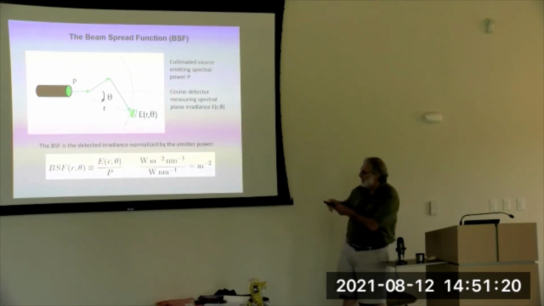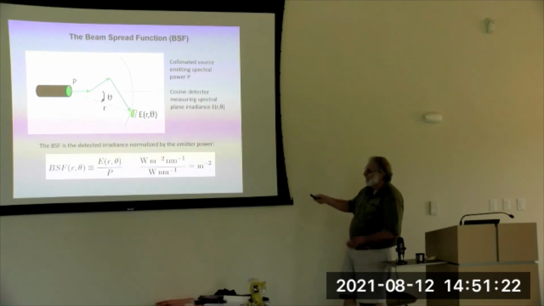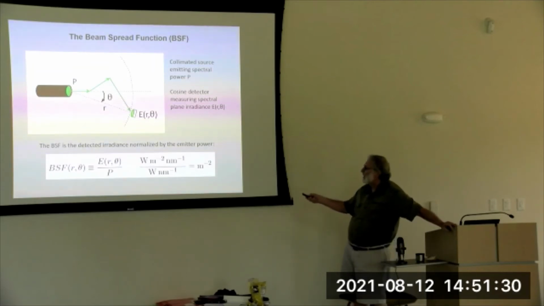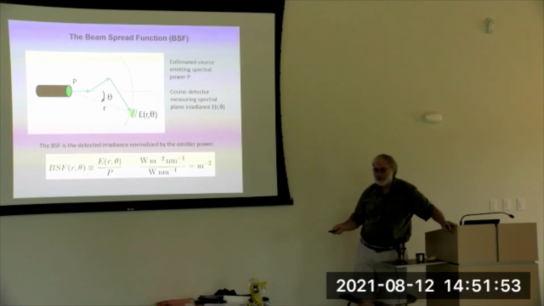Of course, when the instrument is right in front of you, you're looking at the brightest spot. As you go out to the side, it gets darker and darker. So you take that plane irradiance, just think of that as ED, except it's pointed back this way, and normalize that by the power of the instrument. So the beam spread function is defined as the detected irradiance normalized by the power. This one is watts per square meter per nanometer. This is watts per nanometer. This thing has units of per meter squared.